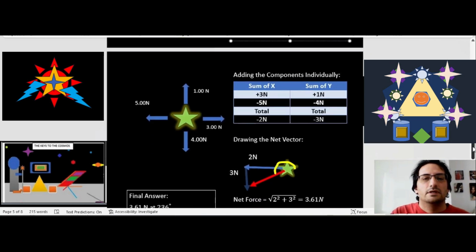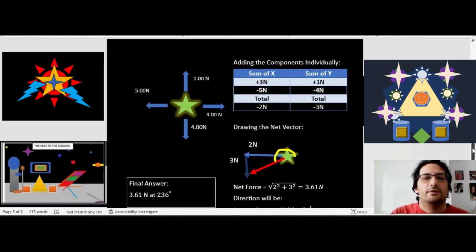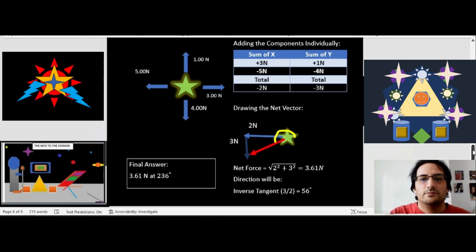Another example. Let's say now we have 1 newton up, 4 down, 5 left, and 3 right. So summing up the x's and the y's, we get 3 minus 5, so 2 to the left. 1 minus 4 gives you minus 3, 3 down. Always start with the x, so you go 2 to the left and 3 down. Using the Pythagorean theorem, we get that the net force is the square root of 2 squared plus 3 squared, which gives you 3.61 newtons.